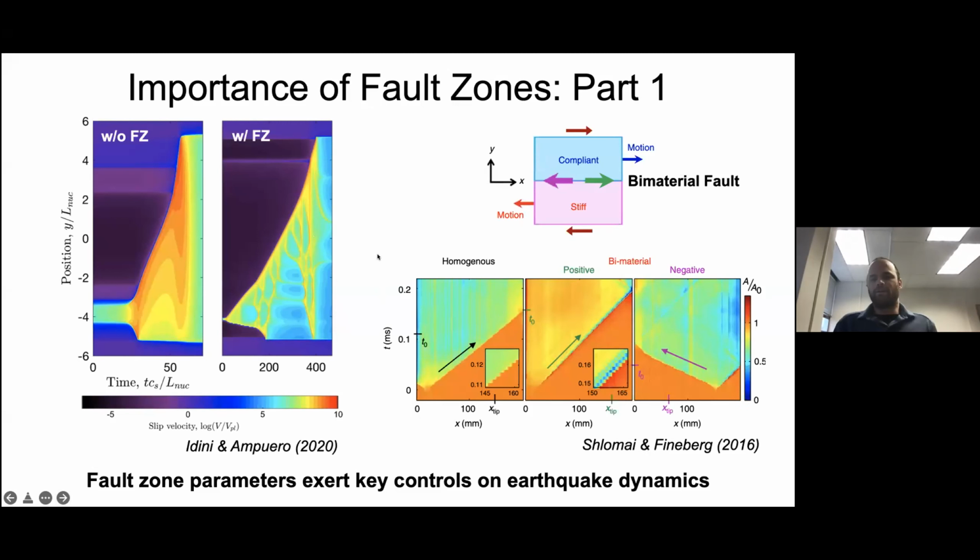And you don't even need that. You don't even need damaged material. You can just smack together two different blocks of very different material. And then one slip occurs on a fault like that, and we call that type of fault a bimaterial fault.